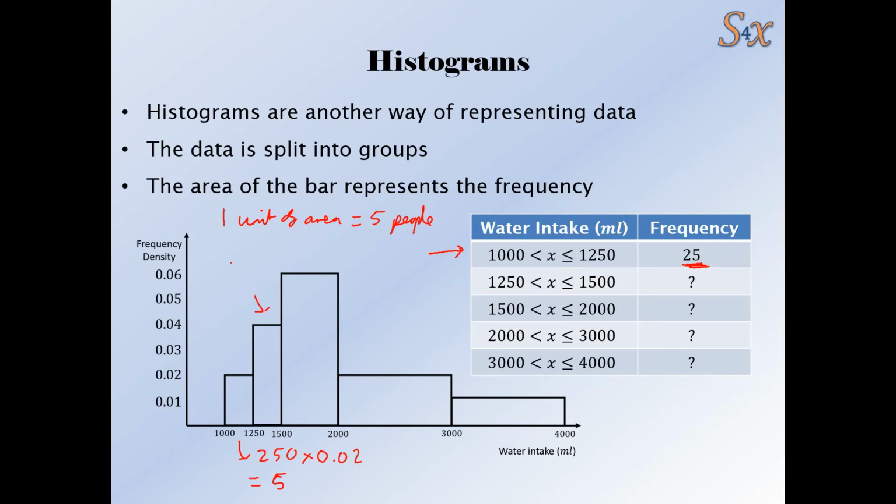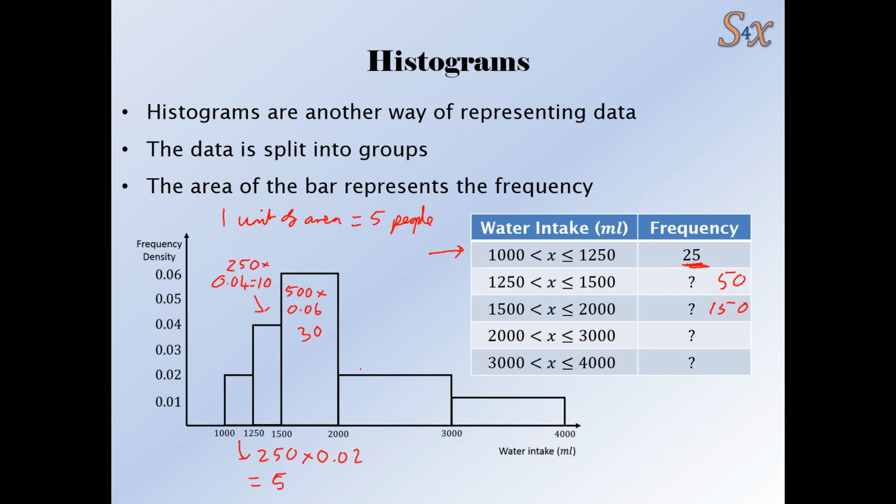It's got a width of 250 again, so these are the people that drink between 1,250 and 1,500 milliliters of water a day. It's got a height of 0.04, and that gives us 10 units of area, 5 people in each unit of area, so there must be 50 people. The third bar, it's got a width of 500, height of 0.06. That gives us 30 units of area, 5 people for each unit of area, so that must be 150 people.